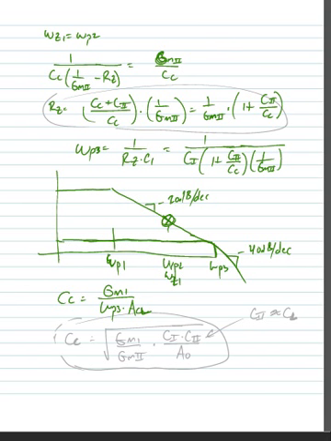If we substitute everything in, we can find that our compensation capacitor is equal to the square root of big GM1 over big GM2 times C1 times C2 over whatever our desired closed loop response is. Now remember, C2 is most likely dominated by the load capacitance, assuming that the device capacitance is fairly small.